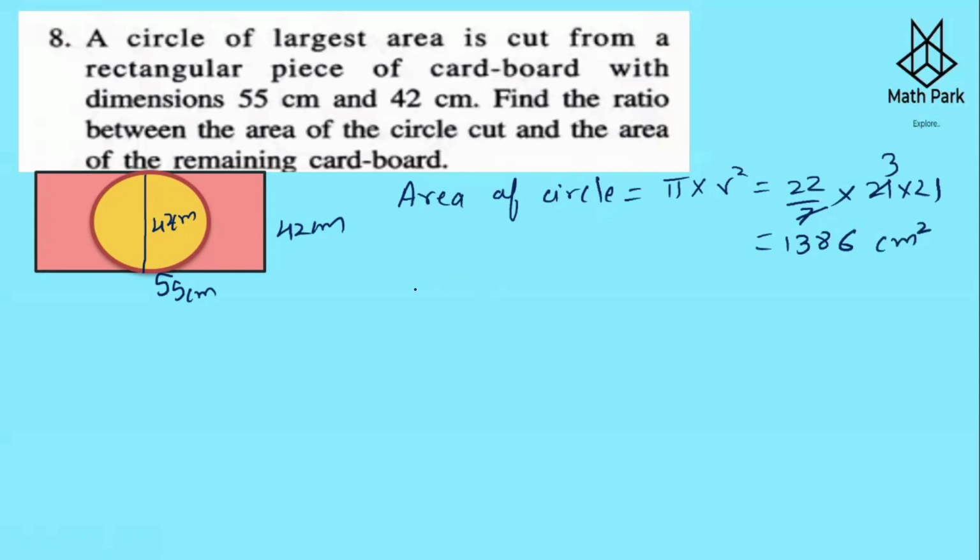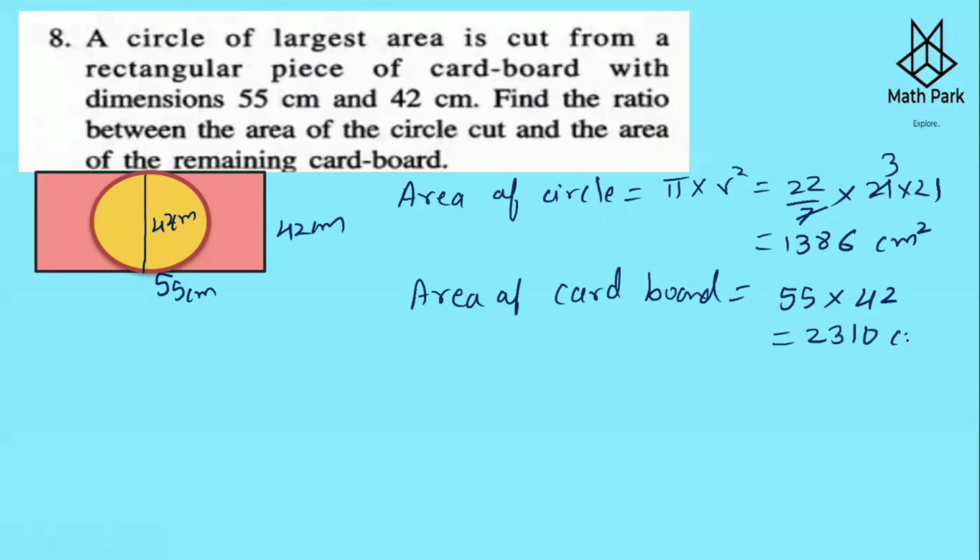Now let us find the area of the cardboard. Area of cardboard is equal to length into breadth. So it is 55 times 42, which gives 2310 centimeters square. You are asked to find the ratio of the area of the circle cut.